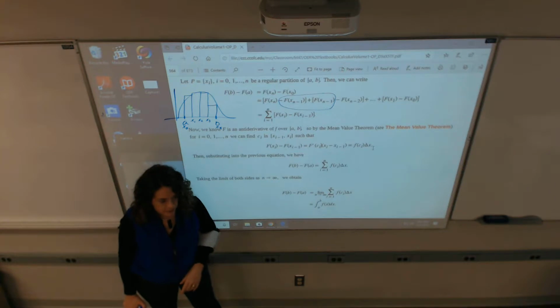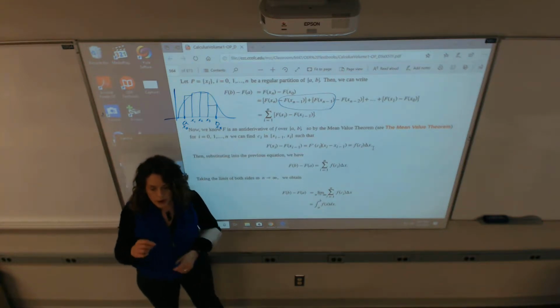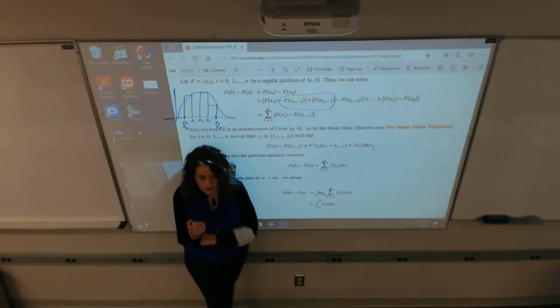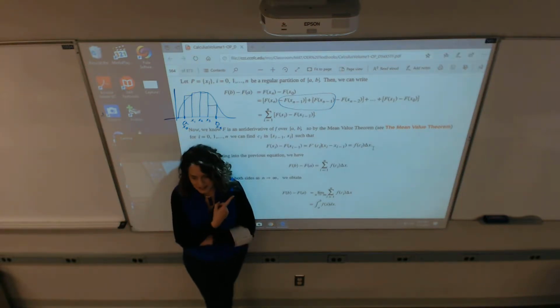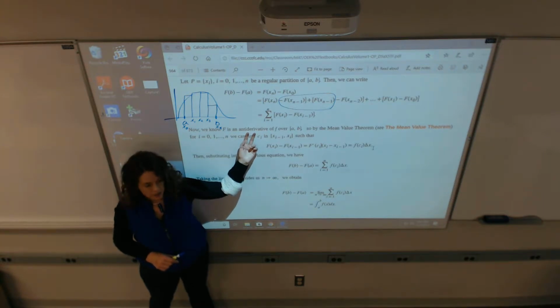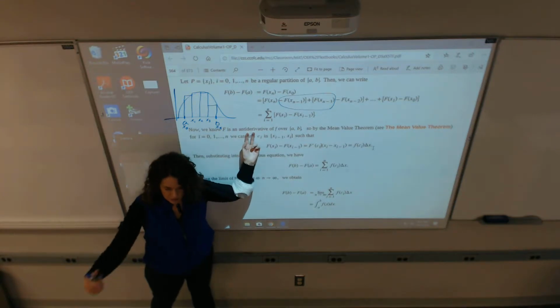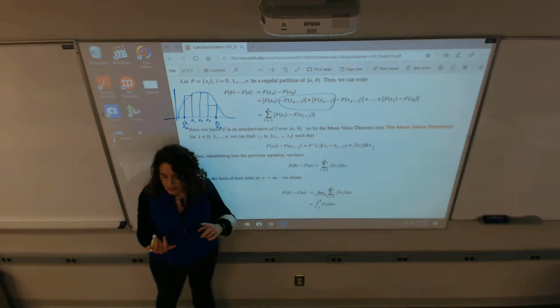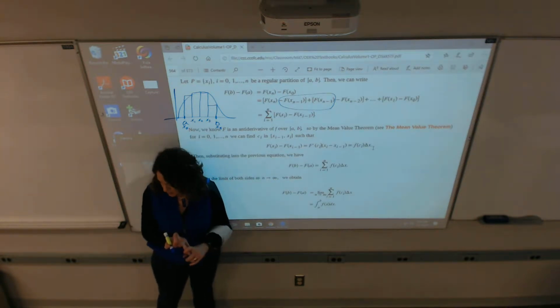mean value theorem. The mean value theorem requires 2 things. What's required for the mean value theorem? Continuous on the closed, which I said is really an overstatement. You can have a finite number of discontinuities, and differentiable on the open. Now, how did we get differentiable? Because F is an antiderivative. If F is an antiderivative, it undoes the derivative, then I must be able to take the derivative of F. So that tells me that F is both continuous and differentiable.